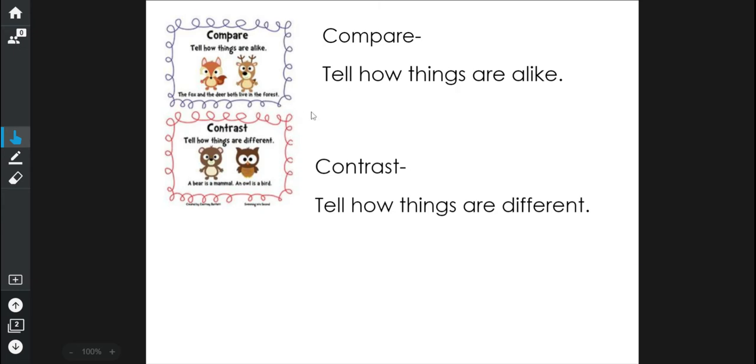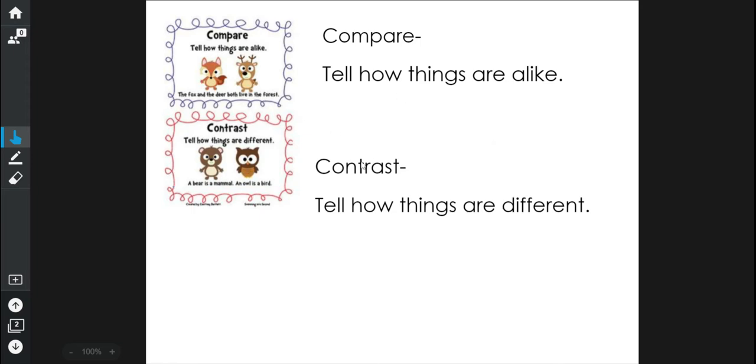So notice this little picture over here. You see the fox and the deer. If we're talking about how they're alike, we could say the fox and the deer both live in the forest. Whereas if we're talking about contrast, we're telling about how things are different. If you look at this picture down here, there's a bear and an owl. If we're talking about how they're different, we could say a bear is a mammal, where an owl is a bird. If we're comparing them, we could say they're both brown.